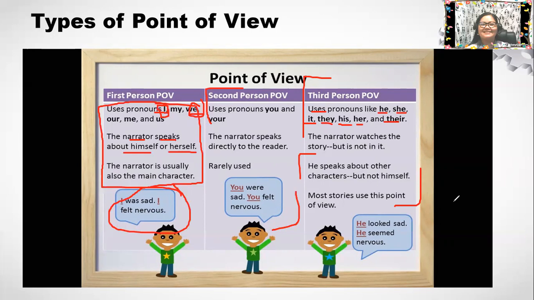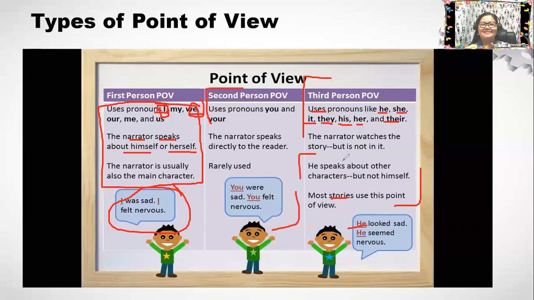So most stories use this point of view. But in creative nonfiction, this is used only when the speaker or the author is talking about another character. So for this one, we can say he looked sad. He seemed nervous. Just like that.